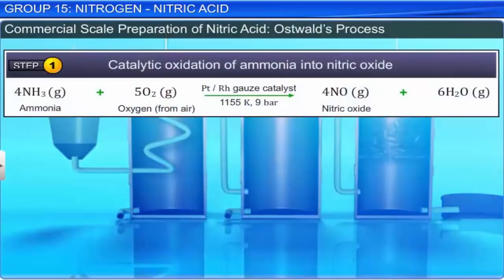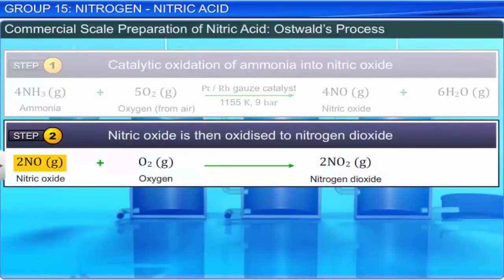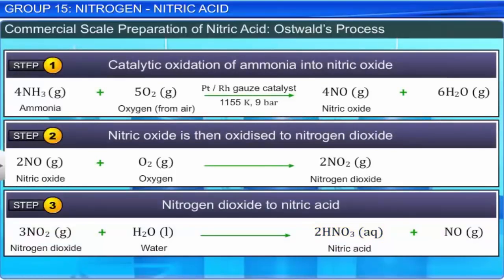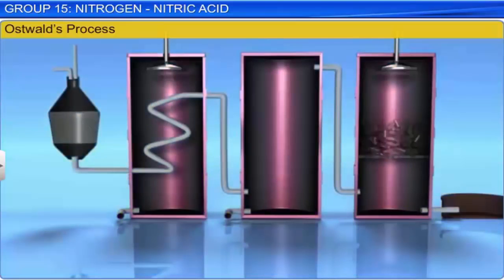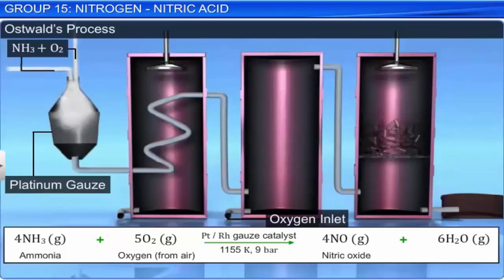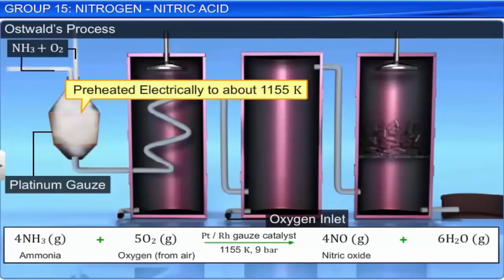The first step in this process is the catalytic oxidation of ammonia into nitric oxide. The nitric oxide is then oxidized to nitrogen dioxide, from which nitric acid is formed. Let us take a quick look at the process. First, a mixture of dry ammonia and air is passed through a catalytic chamber that is fed with preheated platinum gauze. The platinum gauze is preheated electrically to about 1155 Kelvin.